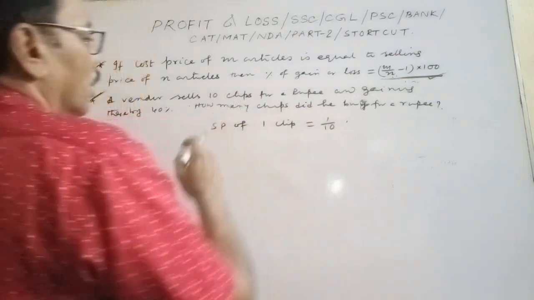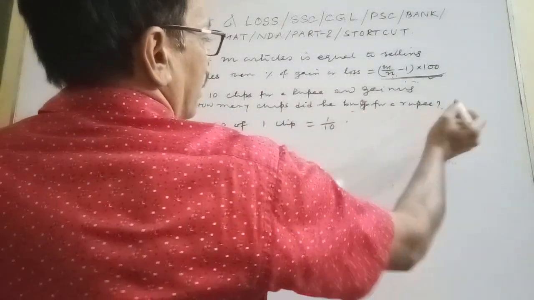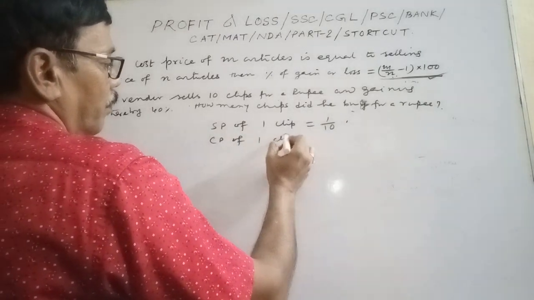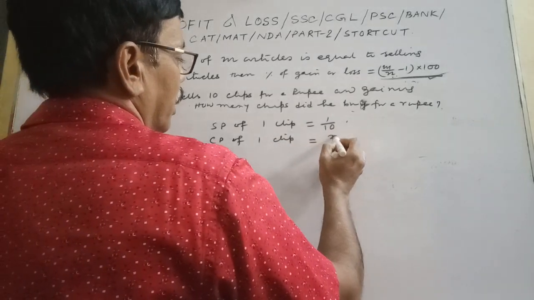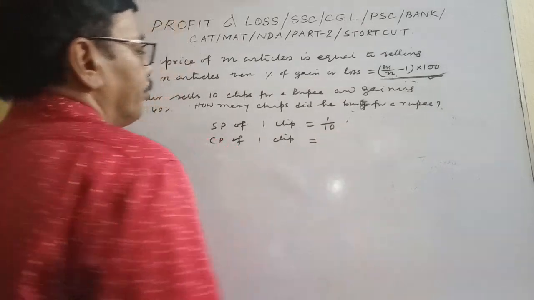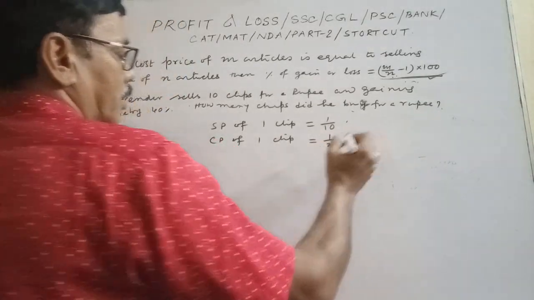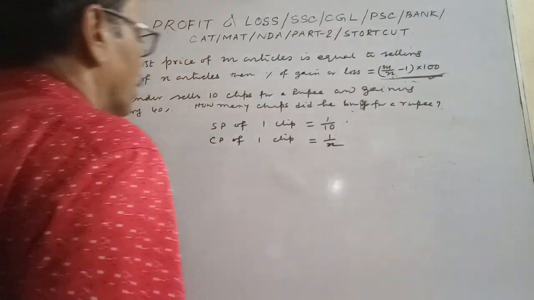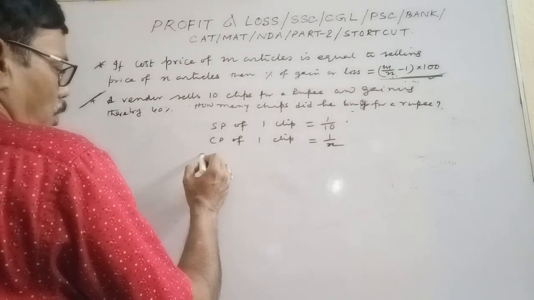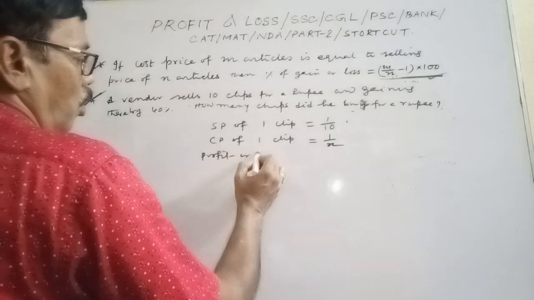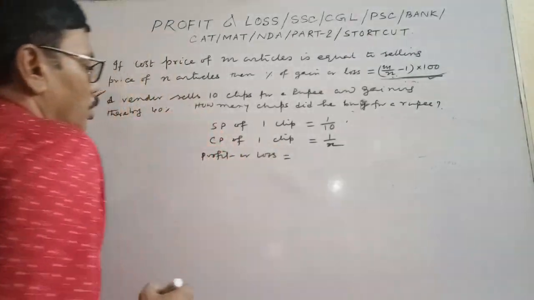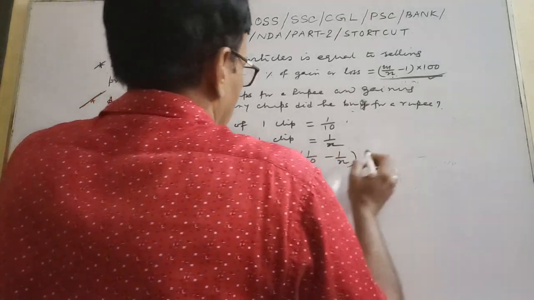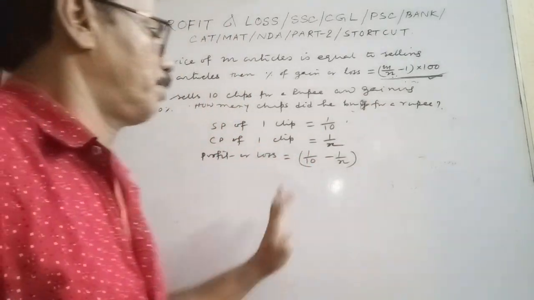Suppose he buys x clips for a rupee. So what is the CP of 1 clip? It equals 1 by x. X clips for rupee one, so one clip is 1 by x. Now profit or loss. SP minus CP, we are taking 1 by 10 minus 1 by x. This is your profit or loss. If it is negative, then it is a loss.